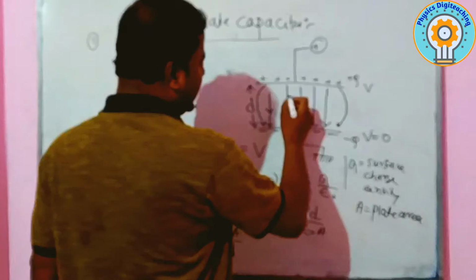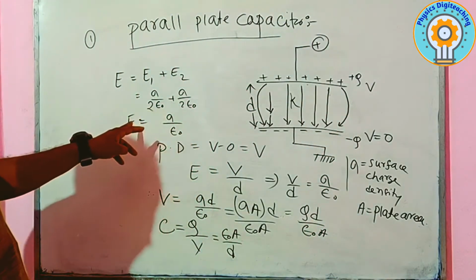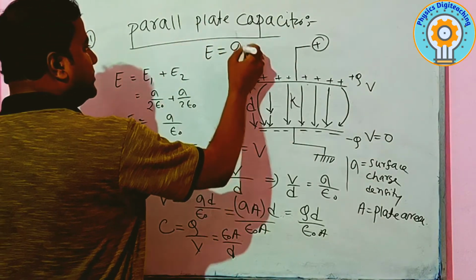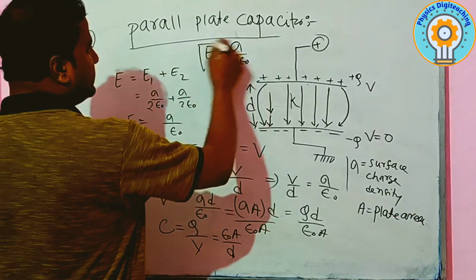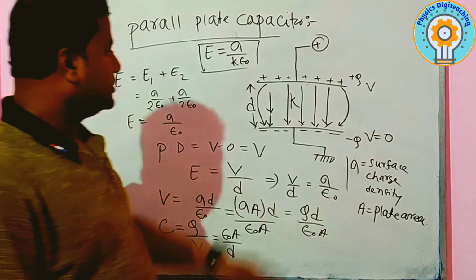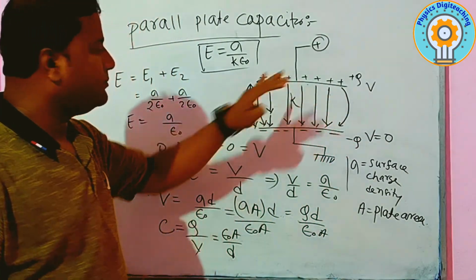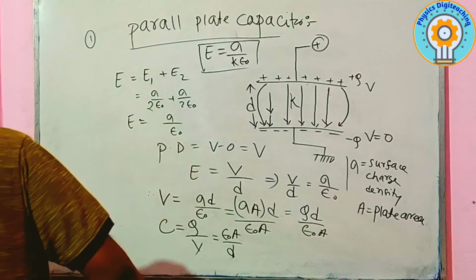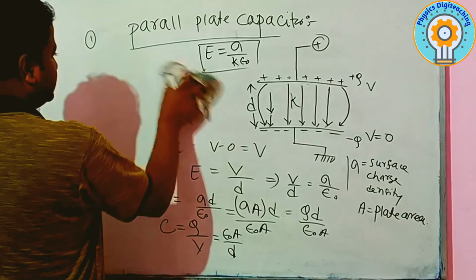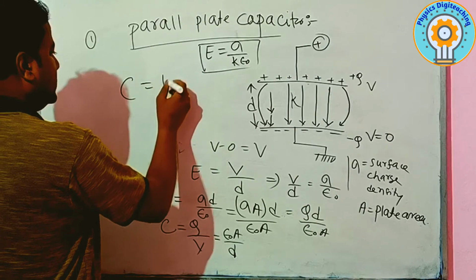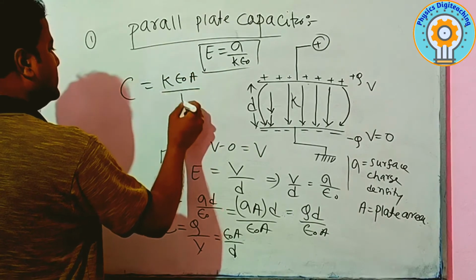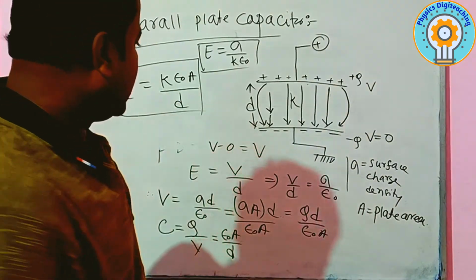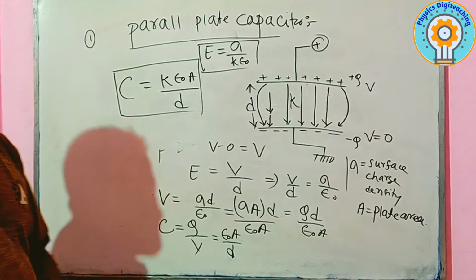If it is filled with a dielectric of constant K, then our electric field will be E equals sigma by K epsilon naught. When we fill this region with a dielectric medium of constant K, the electric field equals sigma by K epsilon naught. Then we get the capacitance C equals K epsilon naught A upon d. This is our general formula for the capacitance of a parallel plate capacitor. Okay?